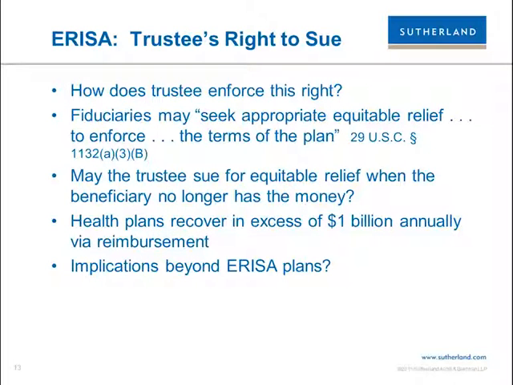This issue may seem somewhat arcane, but in fact, according to industry groups, ERISA plans recover in excess of $1 billion annually via the reimbursement clauses. There's actually a split in authority in the lower courts. Most courts hold that where the employee did in fact have the money at one point in time, the fiduciary has the right to pursue equitable relief to try to get the money back. But a couple of other courts have held that no, where the money is no longer in the possession of the employee, the plan fiduciary is basically out of luck and can't sue to recover it.